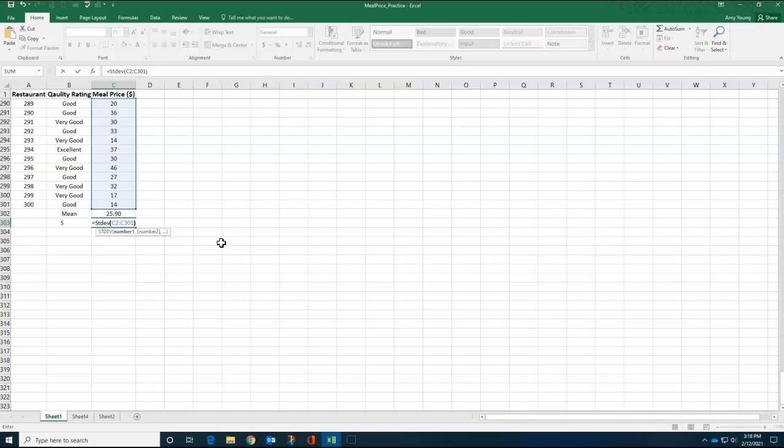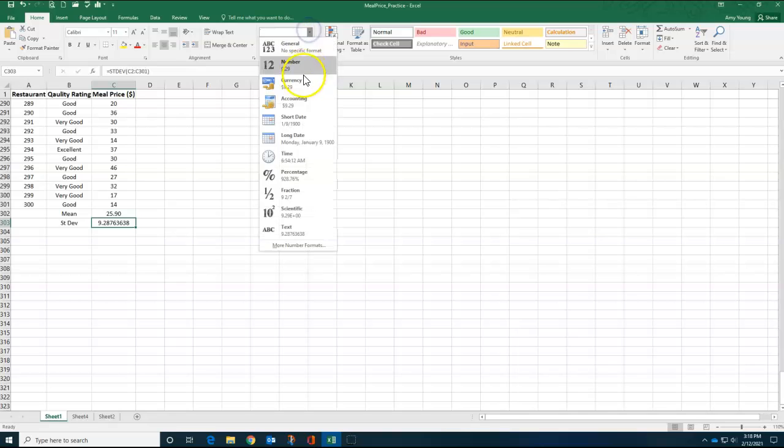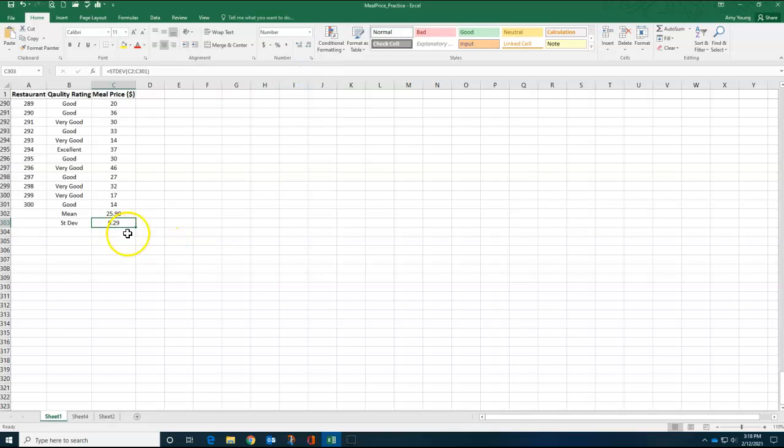Going to end that parentheses and press enter. And our standard deviation is 9 point blah, blah, blah. Again, that's not a very nice number. So we're going to come up here and click that and change it to a number. And we have this 9.29.